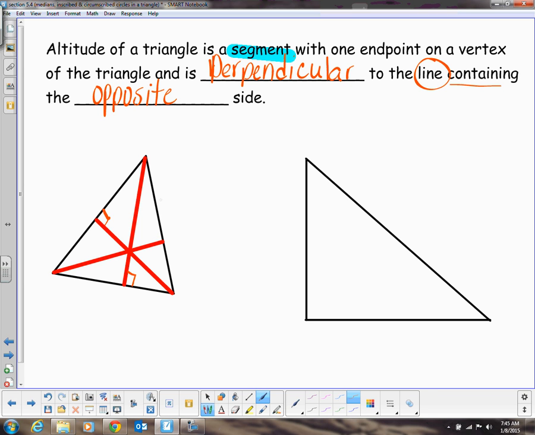What happened? Again, what happened? There's a point of concurrency.